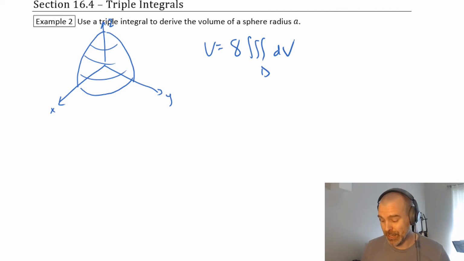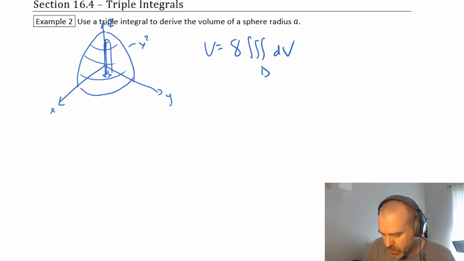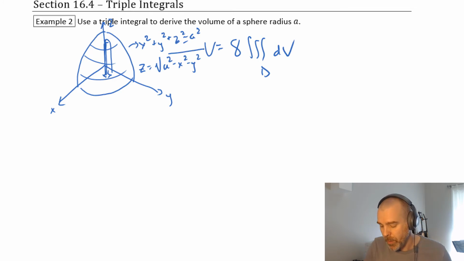Okay, so now our challenge is to figure out what that triple integral is. So imagine again you have a little rectangle in the xy plane. You're going to add those up vertically. You get this little pillar. So z goes from the xy plane, from 0 up to the surface. Well, it's a sphere. x squared plus y squared plus z squared equals a squared. So if we solve for z, z will be the square root of a squared minus x squared minus y squared. Now, normally you'd have a plus or minus there, but we are just looking at the top half.